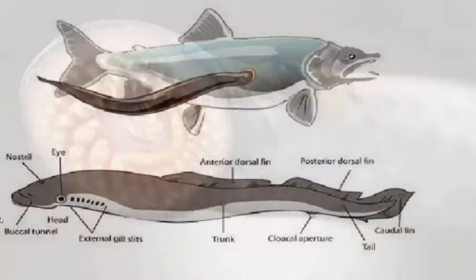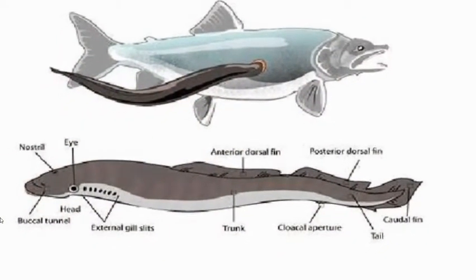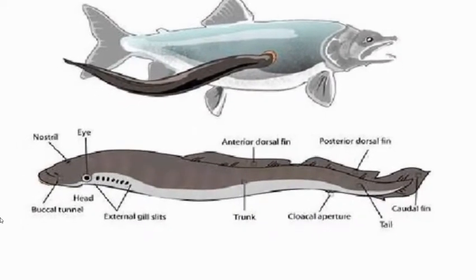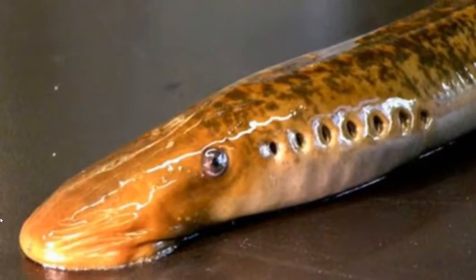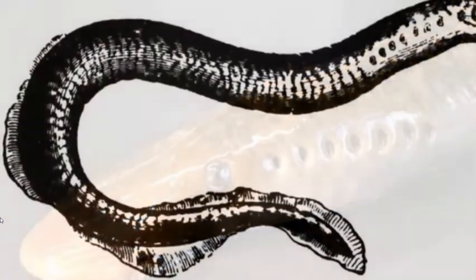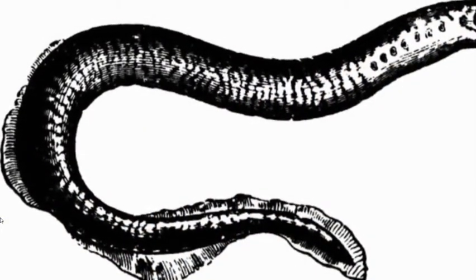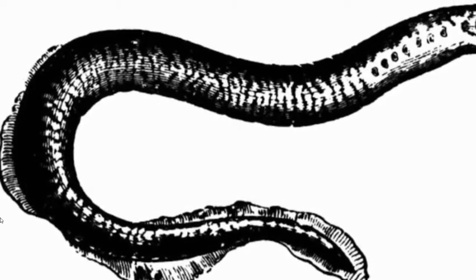Lampreys have a smooth body, are scaleless, and are eel-shaped. They have well-developed dorsal and caudal fins. Their mouth is surrounded by a sectoral oral disc bearing horny teeth. Their eyes are well-developed and they have a single nostril on top of their head, and most of them have 7 pairs of external gills.